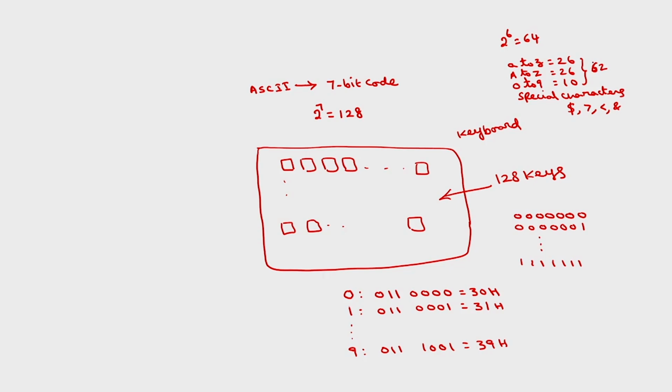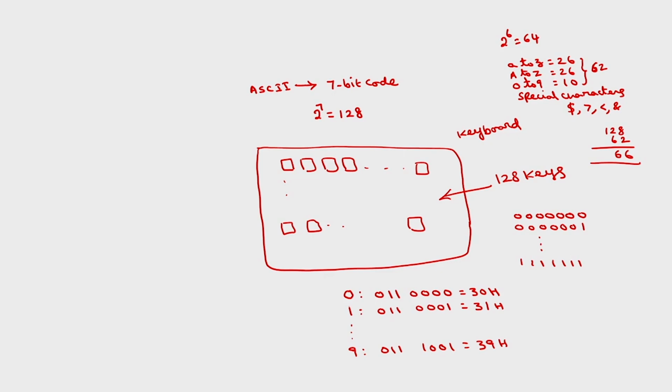So to include more special characters, we go for a larger number of bits. ASCII is a 7-bit code, so we can have 128 different characters. Out of that, 52 represent the lowercase and uppercase alphabets, and 10 the decimal digits, which is 62. So the remaining, 128 minus 62, is 66, so we can have 66 special characters. That is why we go for ASCII code.